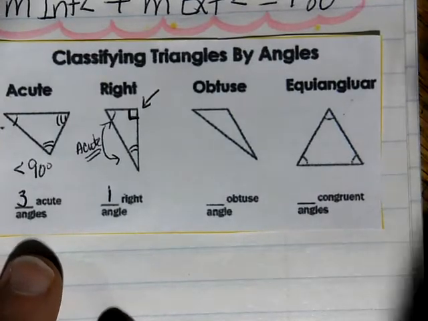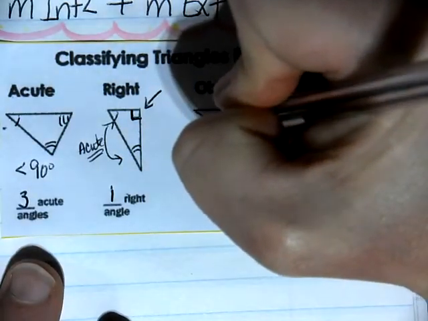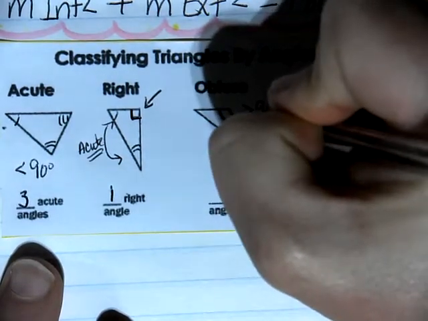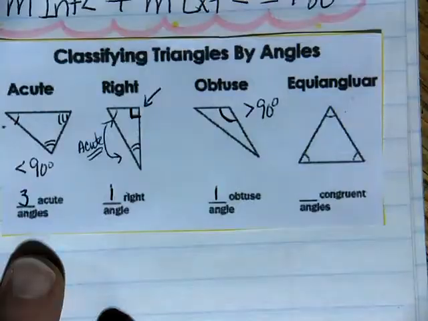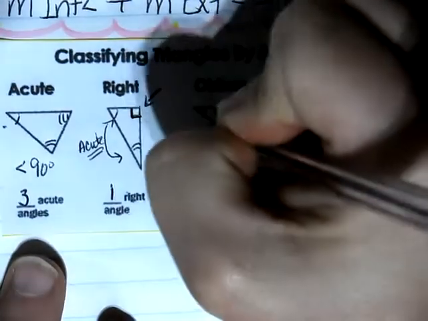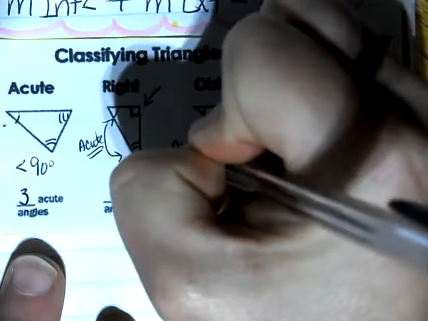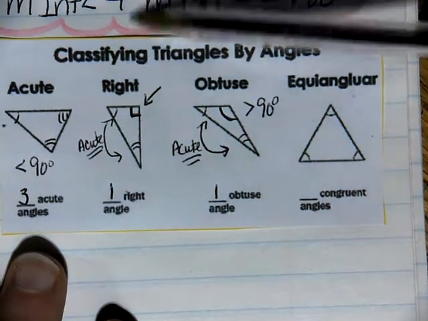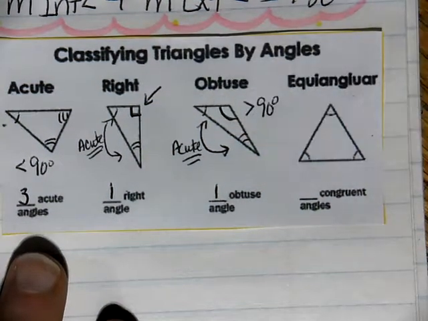The next type of triangle is known as an obtuse triangle. And what you're going to see is that one of the angles will be bigger than 90 degrees. And if you see that one of the angles is bigger than 90 degrees, we call that an obtuse triangle. The other angles are going to be acute angles. They will not be right. If we had a right angle, we would call it a right triangle. We would never see this being a right angle.